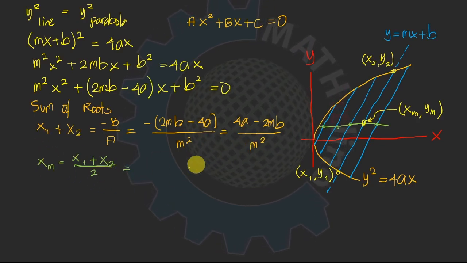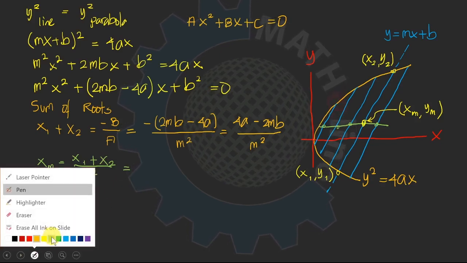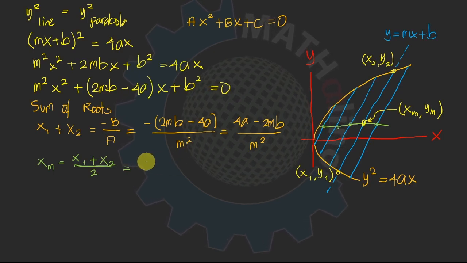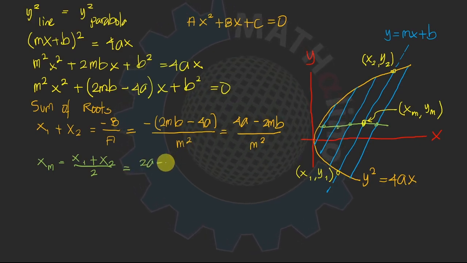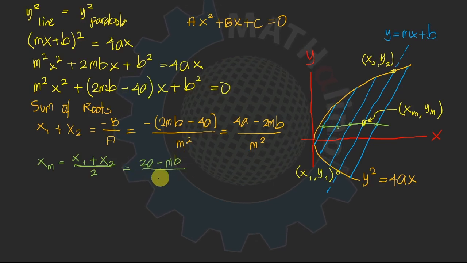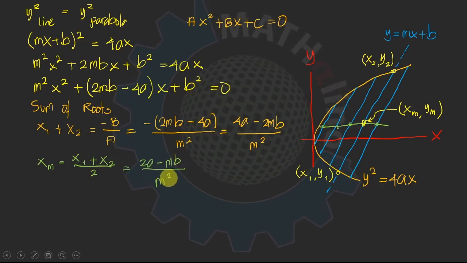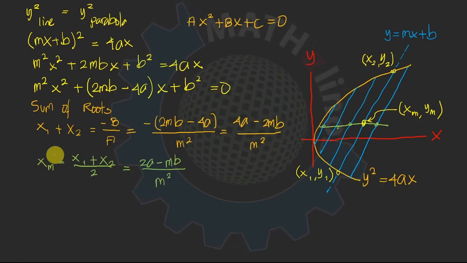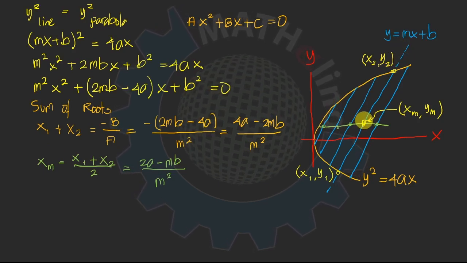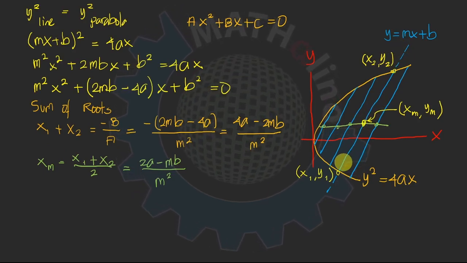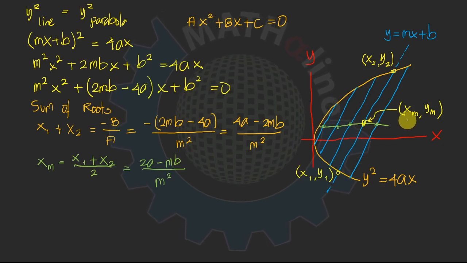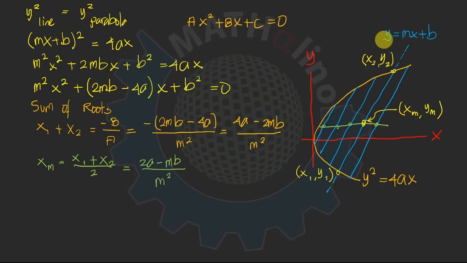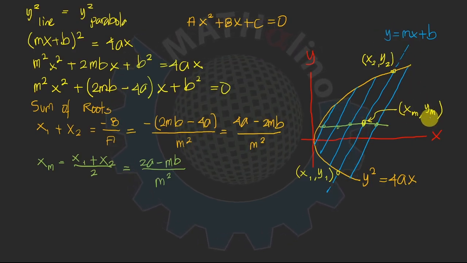And the average of that is what? I will go back to green. The average of that will become divide 2. 2a minus mb all over m squared. That is the xm. Now, we are going to substitute this xm to this equation, because take note that this point belongs to this line, meaning we can substitute xm to this equation. With that move, we can get the value of y, and that y is called actually ym.